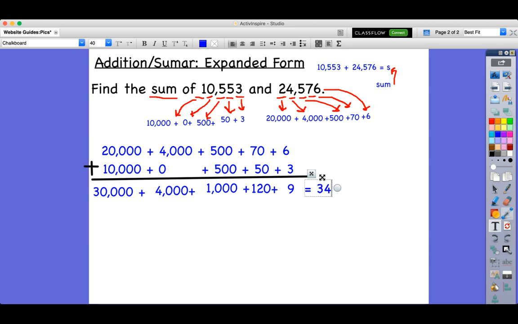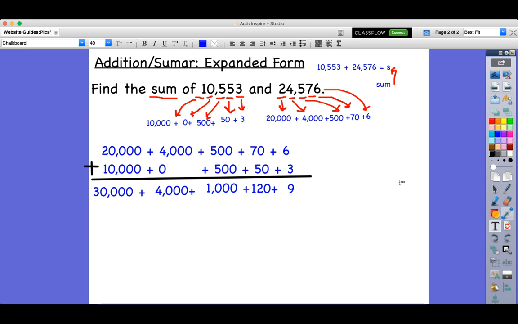30,000, 4,000, 1,000. Wait a minute, 129? That does not look right, does it? Because then I would have 341,129. No, that's way too big. That doesn't make sense. So I need to add my numbers accurately when I'm putting this number back into standard form, or how normal numbers normally look.